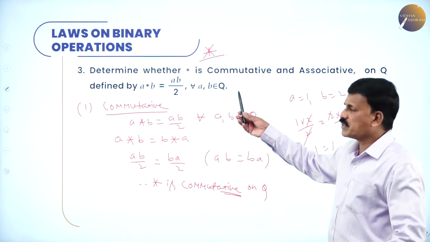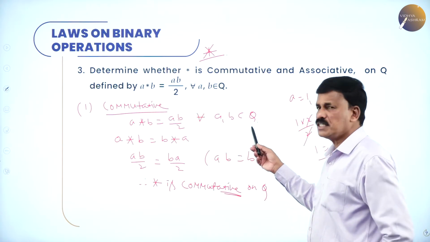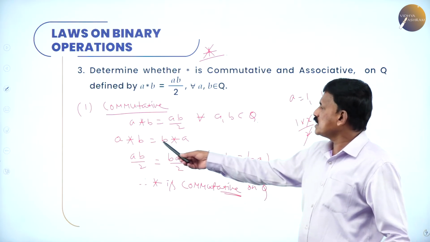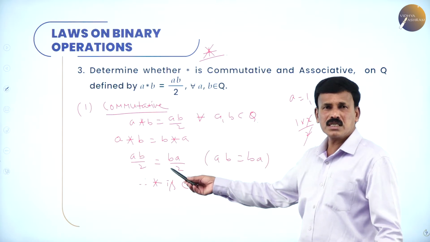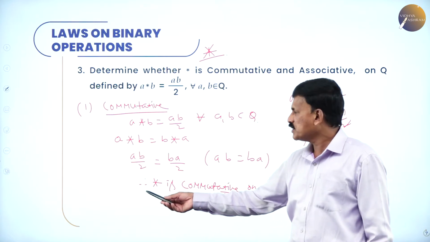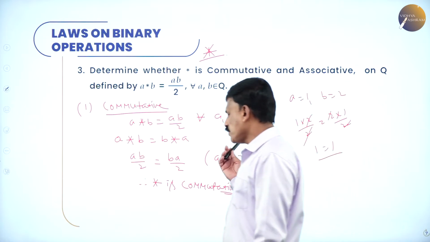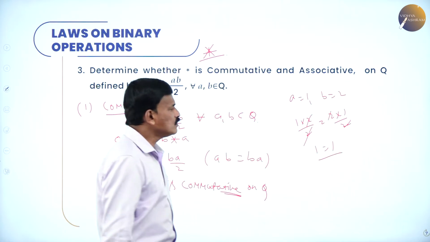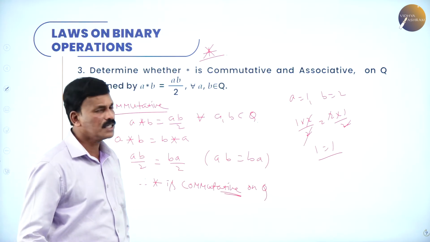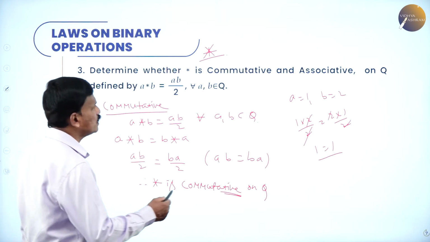So, see here, this is a very important problem. What is given? A star B is equal to AB by 2 for all A, B belongs to Q. What is to verify? Whether star is commutative or not. So A star B is equal to AB by 2, B star A is equal to BA by 2. Since multiplication is commutative, AB is equal to BA. Therefore, AB by 2 is also equal to BA by 2. Hence, star is commutative. For example, you can take A is equal to 1, B is equal to 2. 1 into 2 by 2 is equal to 2 into 1 by 2. That is, 2 gets cancelled. You will get 1 is equal to 1. This is commutative. Let us find out the second part, associative.